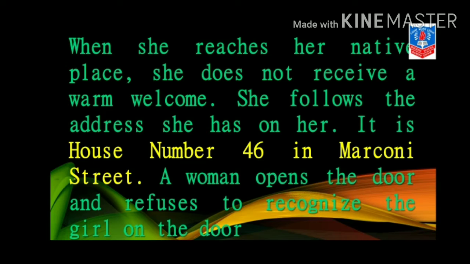When she reaches her native place, she does not receive a warm welcome from the lady where she goes. She follows the address she has with her. It is house number 46 in Marconi Street in Holland. A woman opens the door and refuses to recognize the girl at the door. She actually reaches that address, but the lady inside the house who comes to open the door refuses to recognize the narrator.